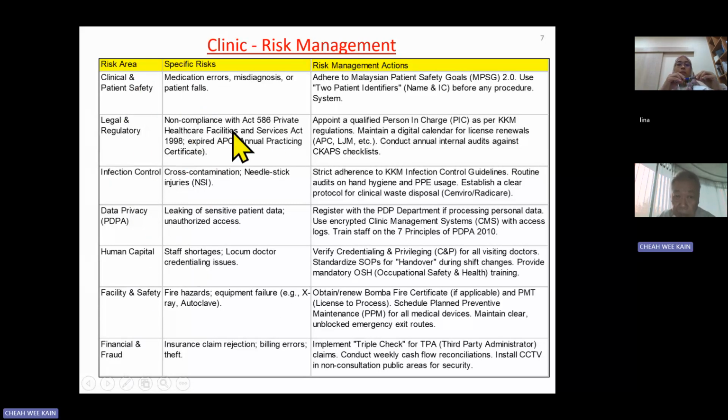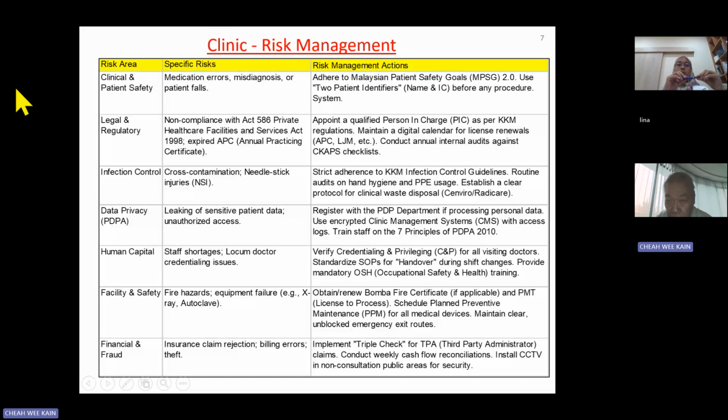This one don't play. Now, for example, clinical and safety, your risk is giving the wrong medicine, misdiagnosis. So address the patient safety goal: use 2 identifiers, and have the name and IC before any procedure. You need to keep a record.